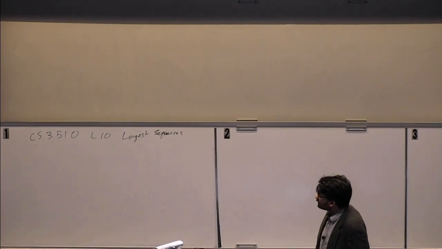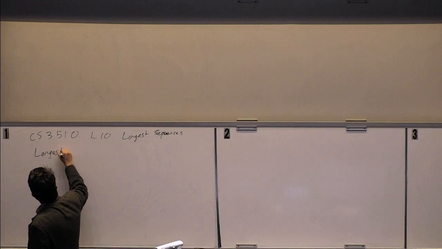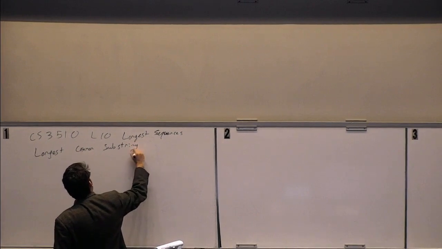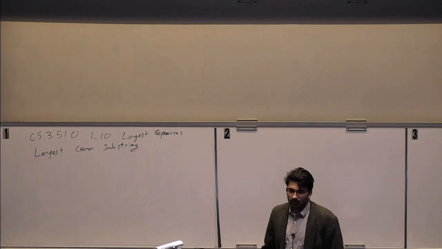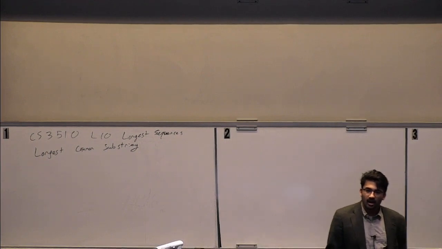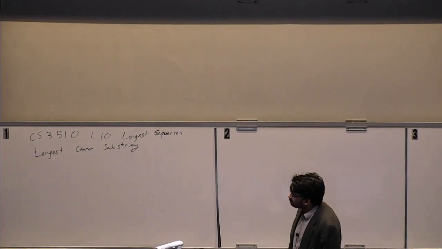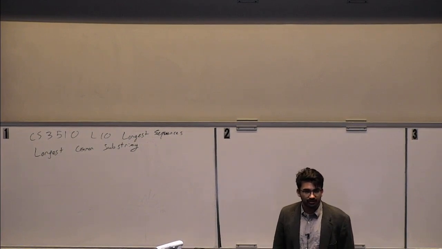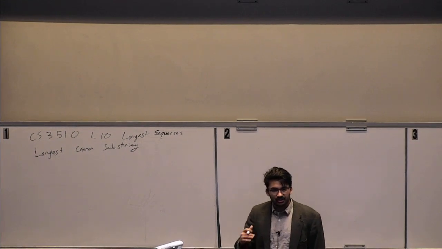Right. So let's talk about the first one, which is longest common substring. So what is a longest common substring? Well, first off, what is a substring? Given a string, a substring is simply a contiguous subsequence of that string. A common substring is that if you have two strings, they share a certain substring. And the longest common substring is the longest substring that's shared between two strings.